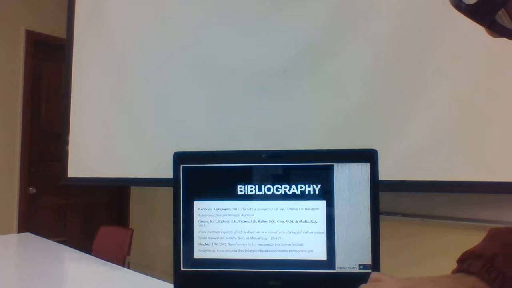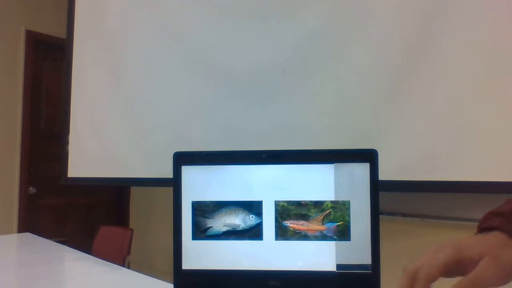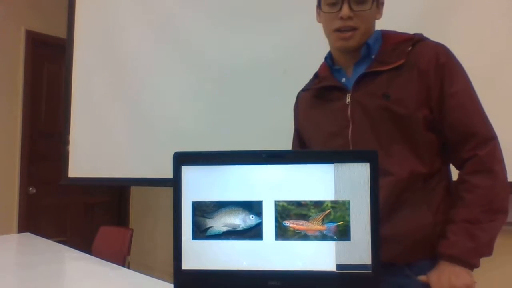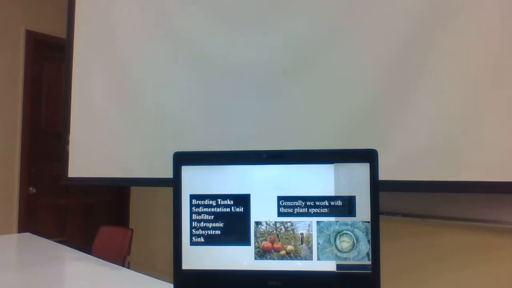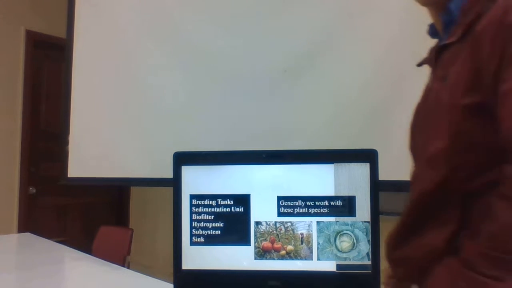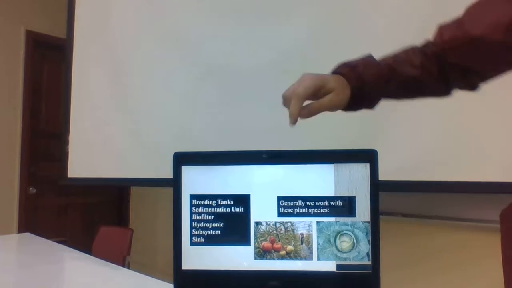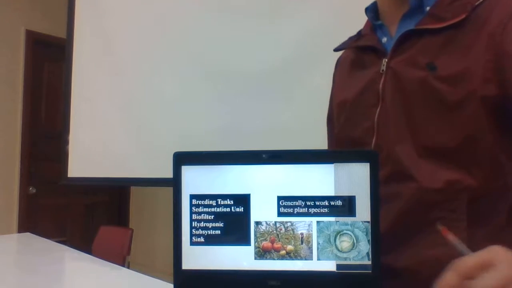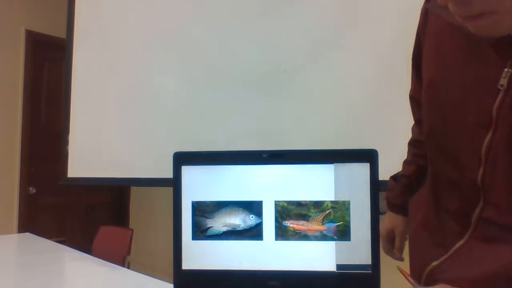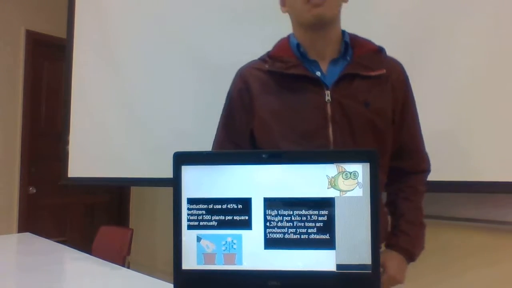In this case, I'm going to talk about the two products that we're going to use: the fishes and the lettuce. These are the products that are most useful in these systems. The materials we're going to need are breeding tanks, a sediment unit, biofilters, a hydroponic subsystem, and sinks. And like I said, we generally work with two species, tomato and lettuce. There are some types of fishes.